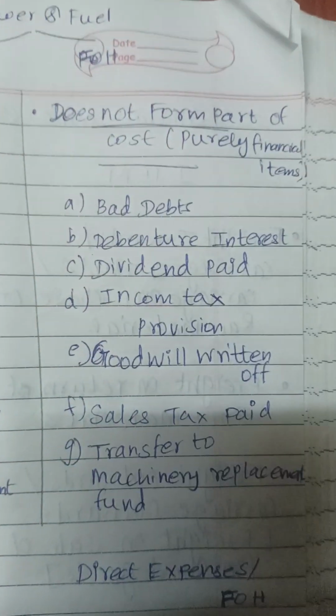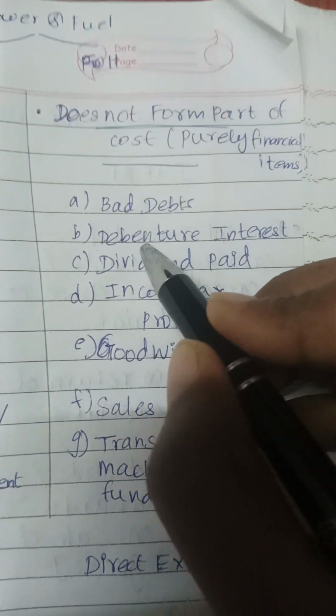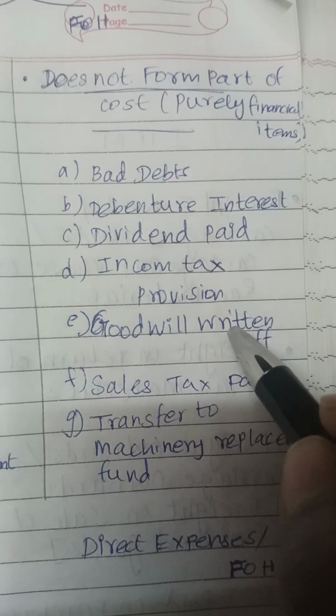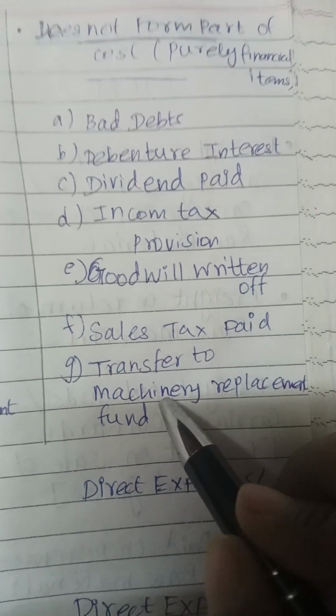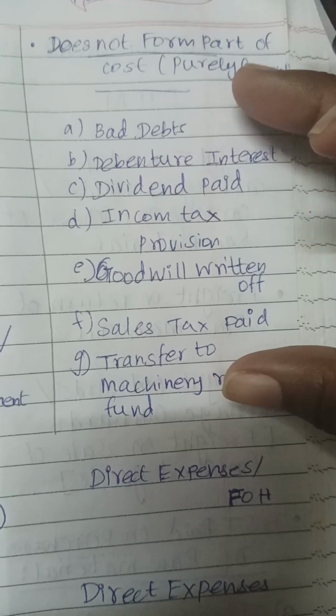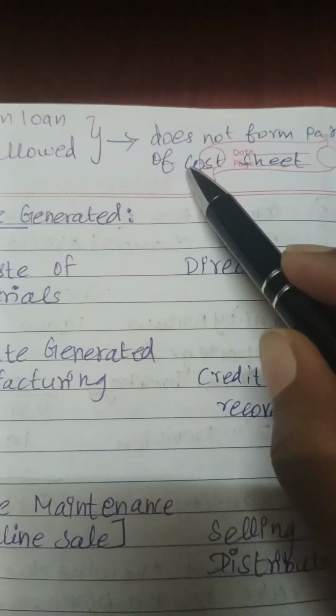Then these are the costs that do not form part of the cost sheet. That is purely financial items: bad debts, debenture interest, dividend paid, income tax provision, goodwill written off, sales tax paid, and transfer to the machinery replacement fund. All this does not form part of the cost sheet. And interest allowed, interest on loan, discount allowed also do not form part of the cost sheet.